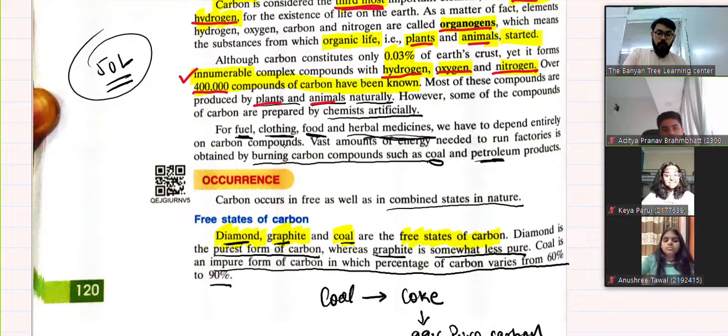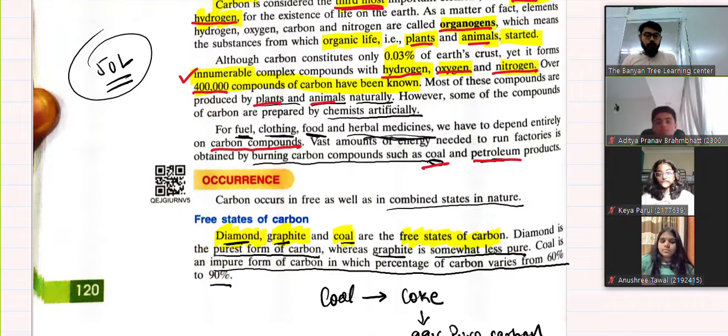For fuel, clothing, food, herbal medicines, we have to depend entirely on carbon compounds. A vast amount of energy is needed to run factories, and that is also obtained from carbon compounds such as coal, petroleum and their products, that is, fuels. So fuels are also carbon compounds. In fact, there is no walk of life where carbon compounds are not used. Carbon compounds are there everywhere.